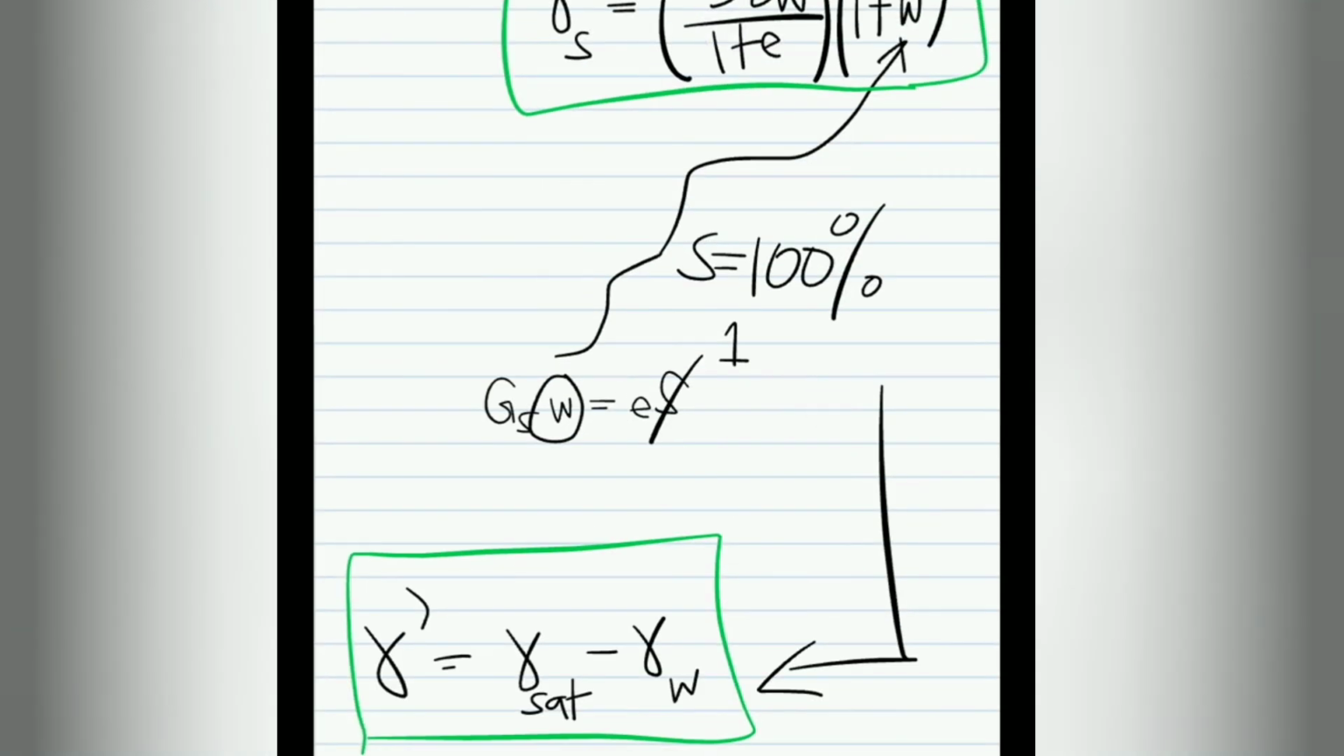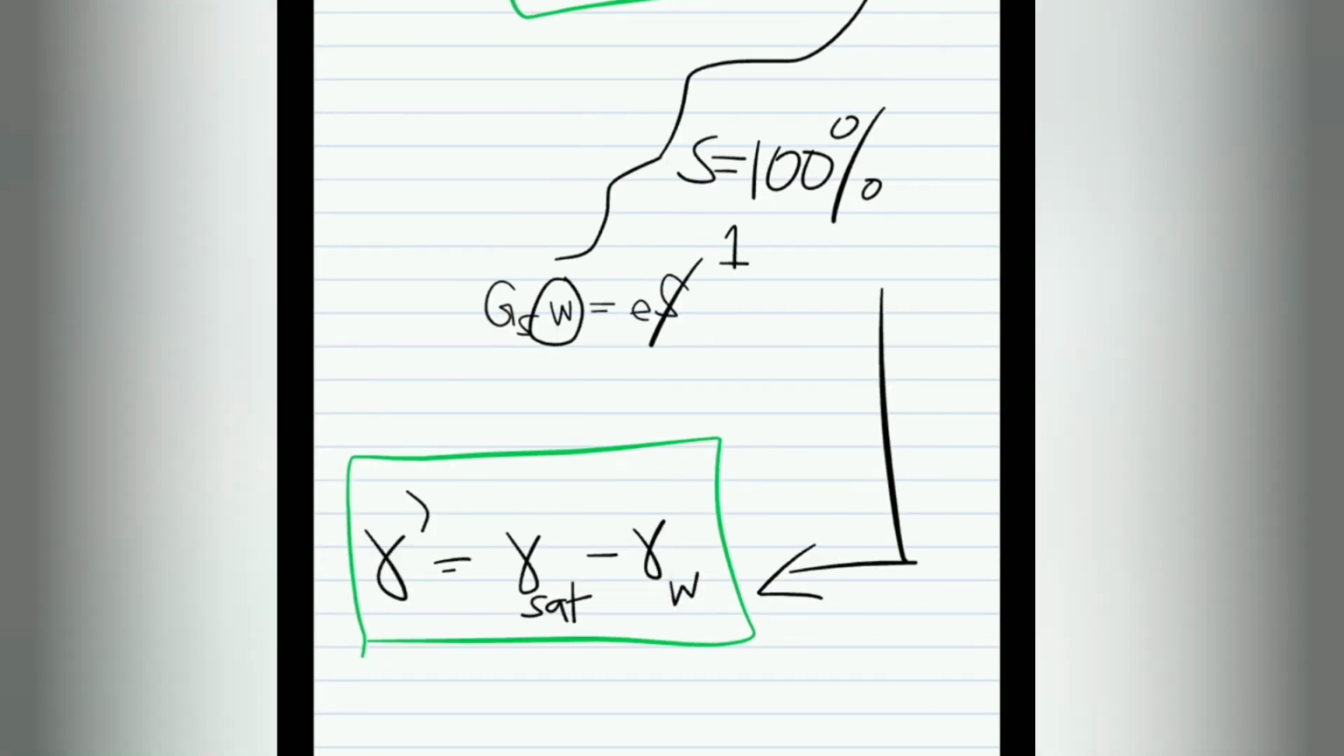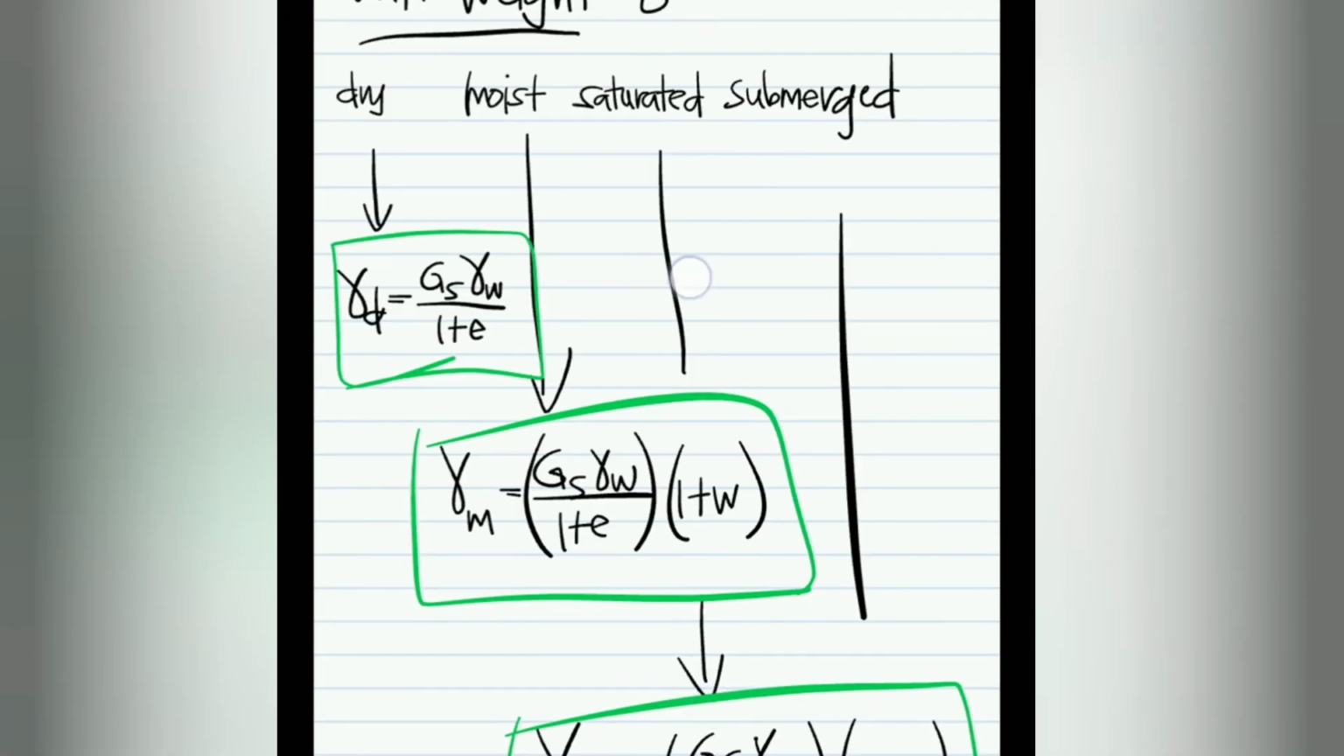For the submerged condition, you just have to subtract the unit weight of water from the saturated condition. So you have to solve first the unit weight of soil in saturated mode, before getting the overall unit weight when it's submerged.